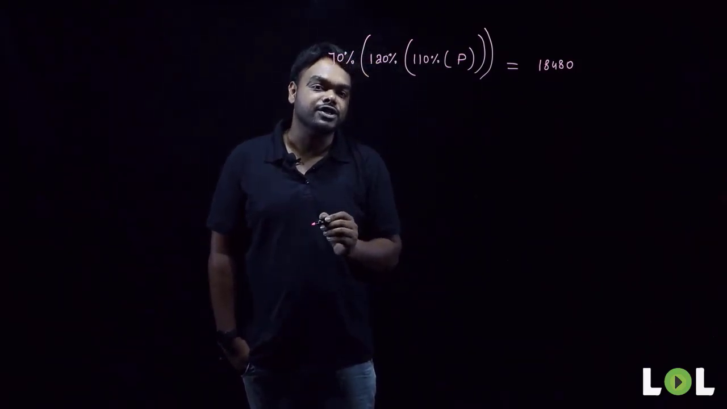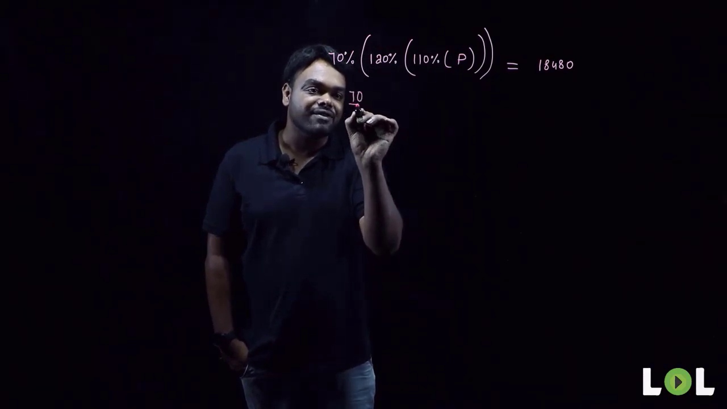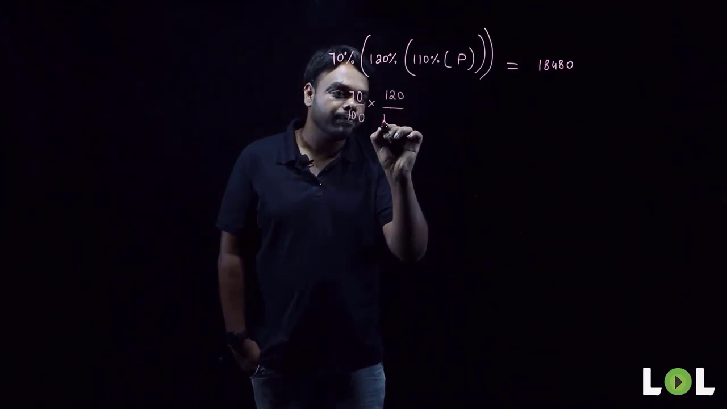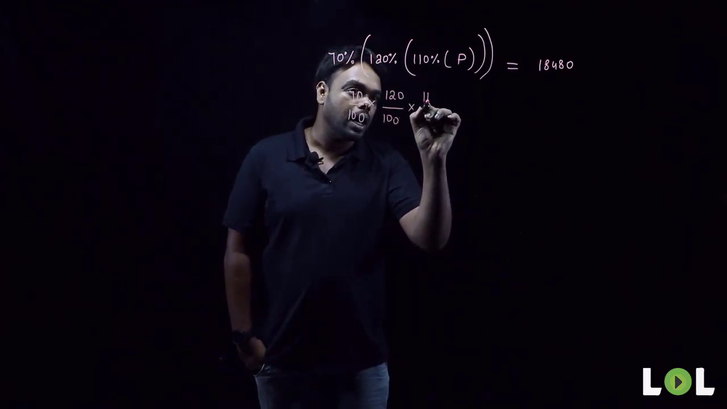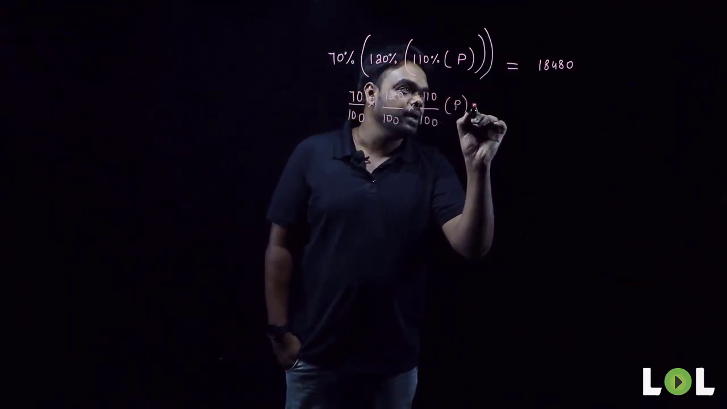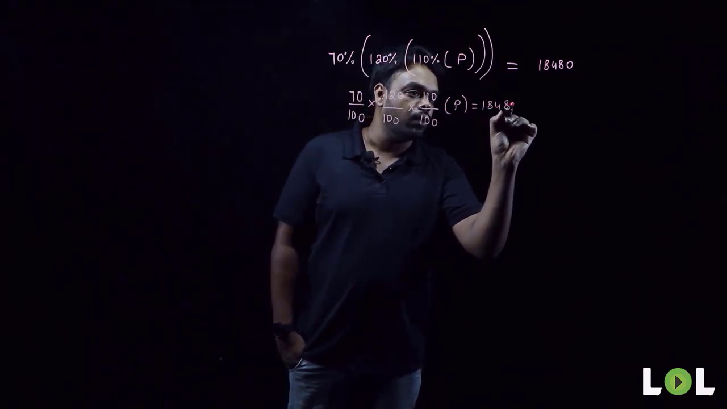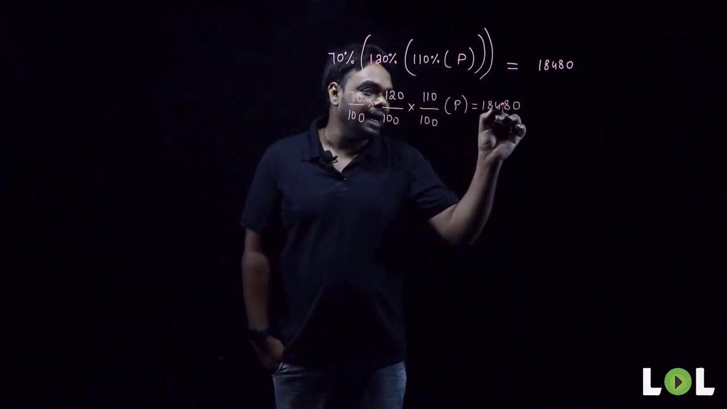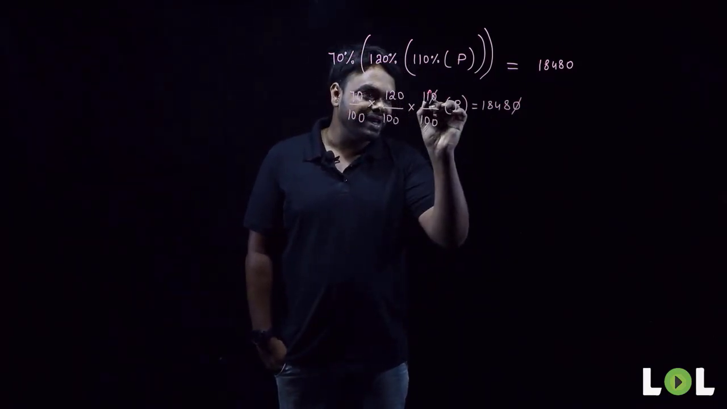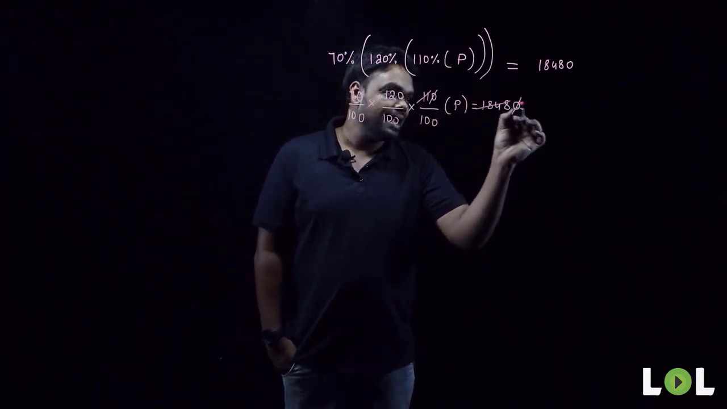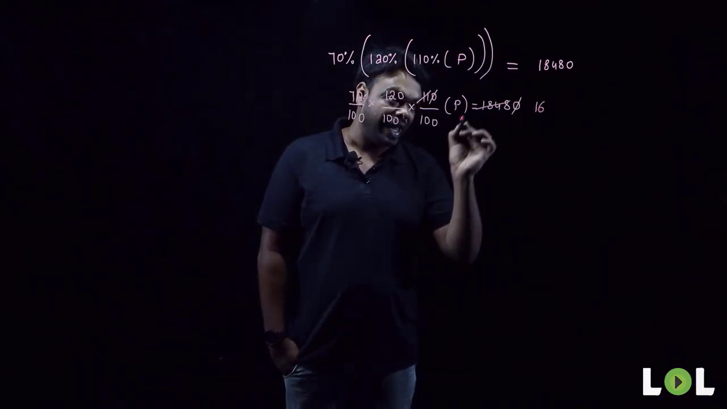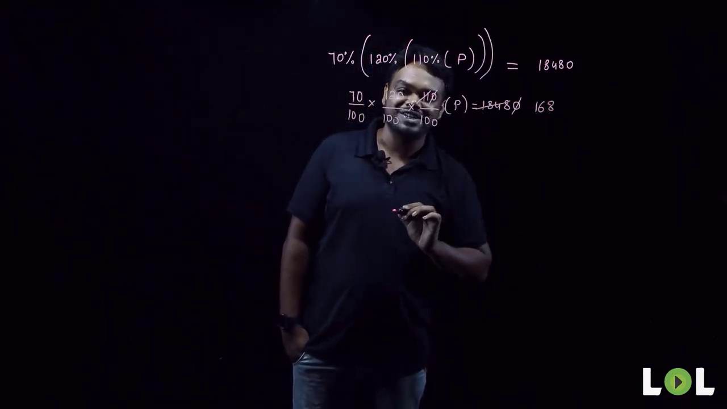So if you go with the calculations, we get 70 by 100 into 120 by 100 into 110 by 100 of P should be equal to 18,480. Now what will I do here? I'll cancel this 0 and this 0. Please be careful with the cancellation. We have 11 here. When I cancel this with the 11, 11 ones are 11, 4 is left out, 11 sixes are 66, 8 is left out, 11 eights are 88.